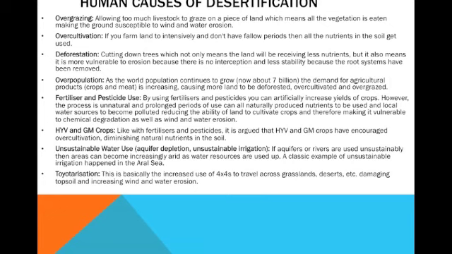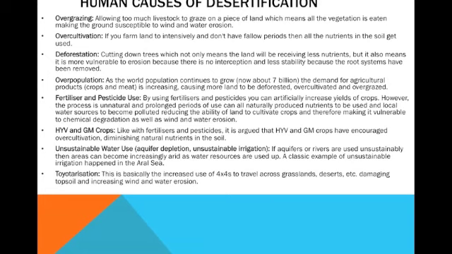High-yield variety and genetically modified crops. Like with fertilizers and pesticides, it is argued that high-yield variety and genetically modified crops have encouraged overcultivation, diminishing natural nutrients in the soil.